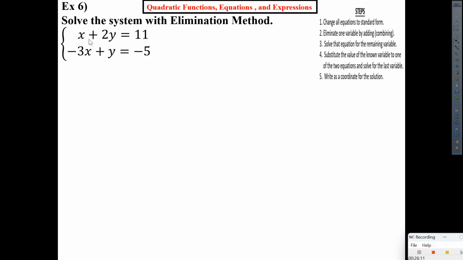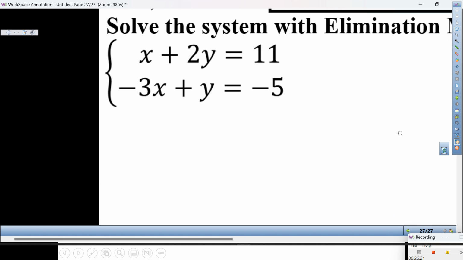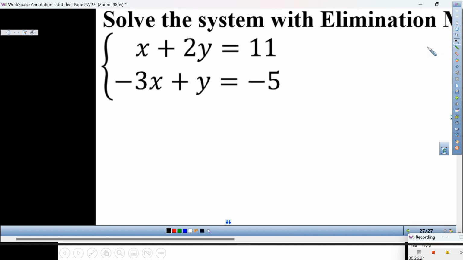All right, so number 6, x plus 2y equals 11, and negative 3x plus y equals negative 5. Okay. Some of you are already ahead of us, which is good. However, here it goes. Are they in standard form? Yes. Okay. Can we eliminate the x's? No. Can we eliminate the y's? No. So here's a dilemma. Can we transform one equation into something else so that we can eliminate either x or y?